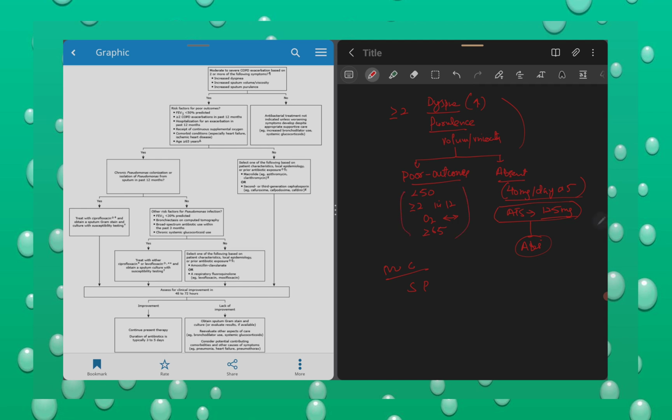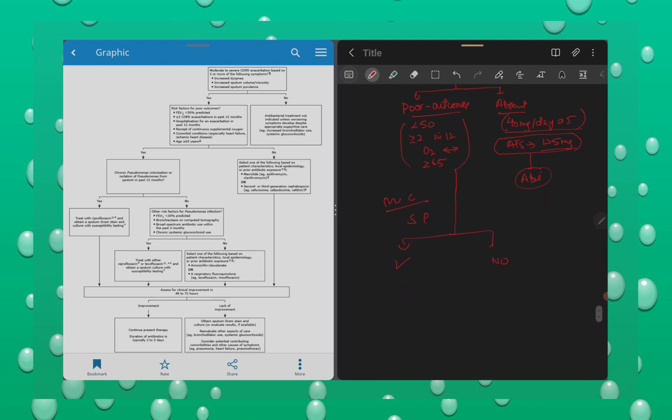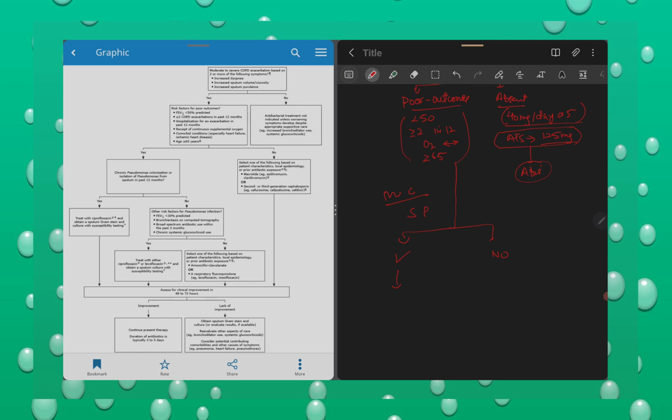If he fulfills any criteria among these, then we see other things like whether there has been any isolation of Pseudomonas from sputum in the past 12 months. That can be yes, or that can be no. So if it's yes, then we initiate treatment against Pseudomonas, which is we use Ciprofloxacin, and thereafter we start antibiotics as per culture sensitivity. So you have to take sputum cultures to tailor the antibiotic needs of the patient at that time. So use Ciprofloxacin.